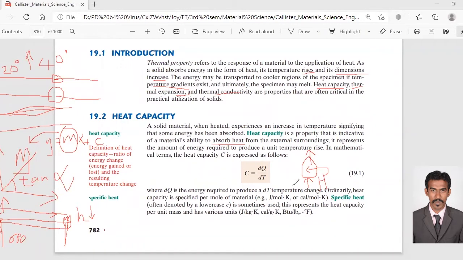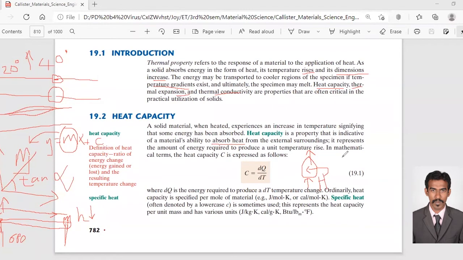How much heat a material can absorb is indicated by the heat capacity, from the external surrounding. External surrounding means you are providing some heat. The heat is not generated by the material, but you are providing it. Heat capacity represents the amount of energy required to produce a unit temperature rise.